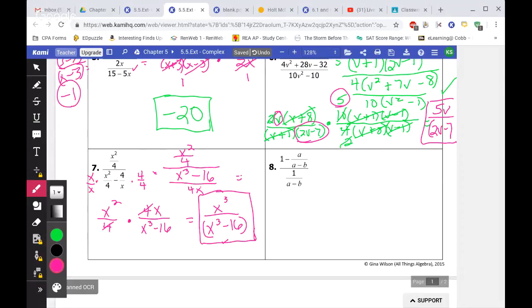All right, number 8, and the last one for Math Lab today. The denominator is a single fraction. The numerator is not. So we'll have to get a common denominator for the numerator by multiplying this right here by a minus b over a minus b, because this one is really the same as 1 over 1. So that then will be a minus b minus a, which means my a's are going to cancel. And that's going to give me minus b in the numerator of the numerator fraction, all over 1 minus a minus b.